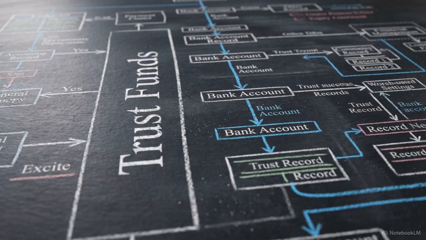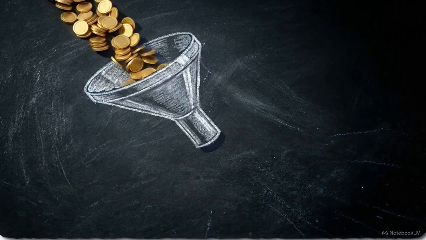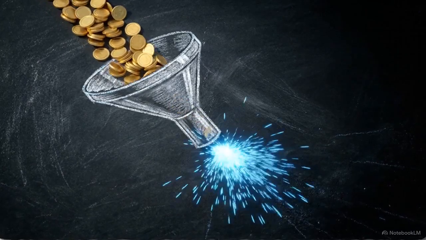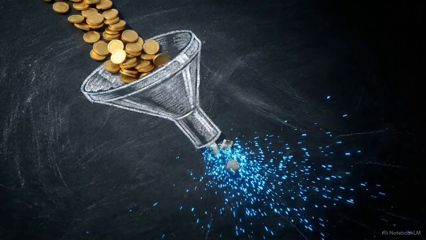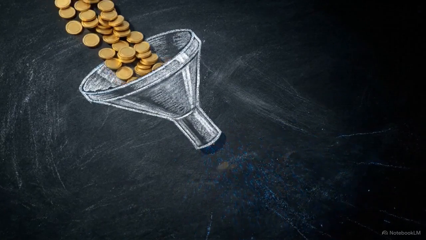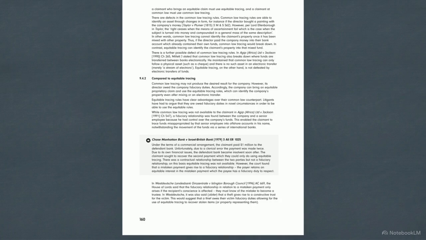As established in Agip (Africa) v. Jackson, common law tracing breaks down the moment funds are mixed in a bank account or transferred electronically. There is a specific requirement to access these rules. As the summary of the Chase Manhattan Bank case outlines, you can only use equitable tracing if a fiduciary relationship exists between the claimant and the defendant.